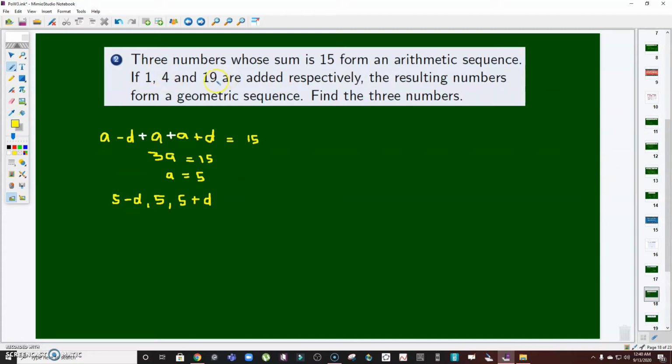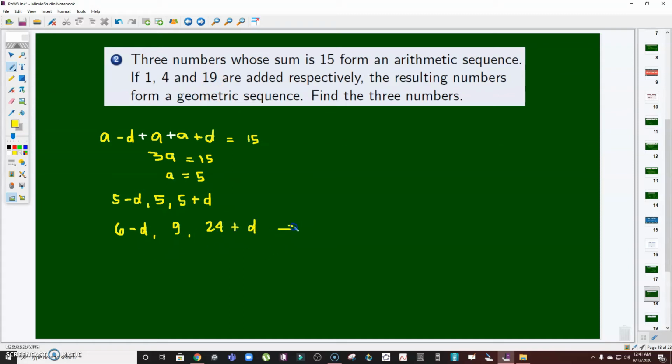Okay, next. It says here, you're going to add 1, 4, and 19. And after that, the resulting numbers will form a geometric sequence. So therefore, if I add 1 to the first term, that will become 6 minus d, right? Okay. Then 5, if I add 4, that will become 9. And lastly, 5 plus d, if I add 19, that will become 24 plus d.